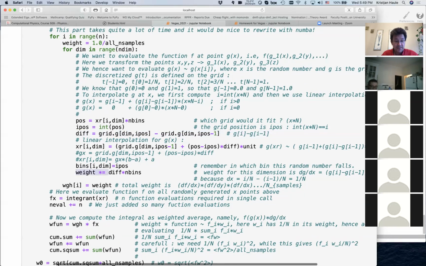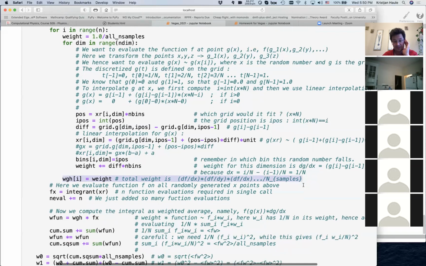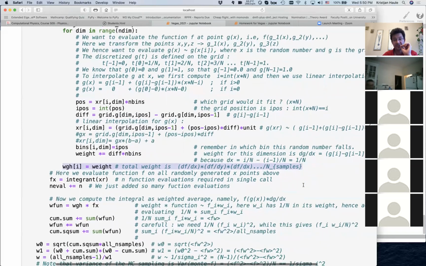So therefore this weight now is just the Jacobian from that dimension, okay? And we are doing this times equal, which means that we are multiplying over all dimensions. So for first dimension, second dimension, third dimension, and we start with 1 over n, okay? So weight now contains the Jacobian and 1 over n. And then once we are done with all the dimensions, we are storing the weight into VGH of I, okay? So I goes over all the bin points, over all the batch points, or all the random numbers in the batch, and we are remembering this weight, or this Jacobian of this function.